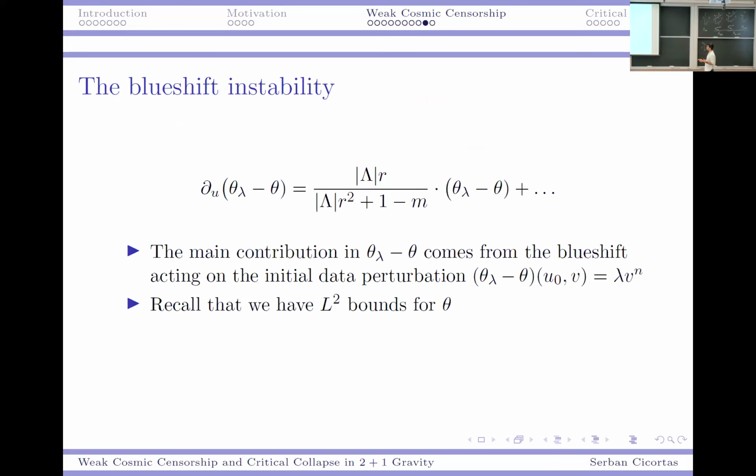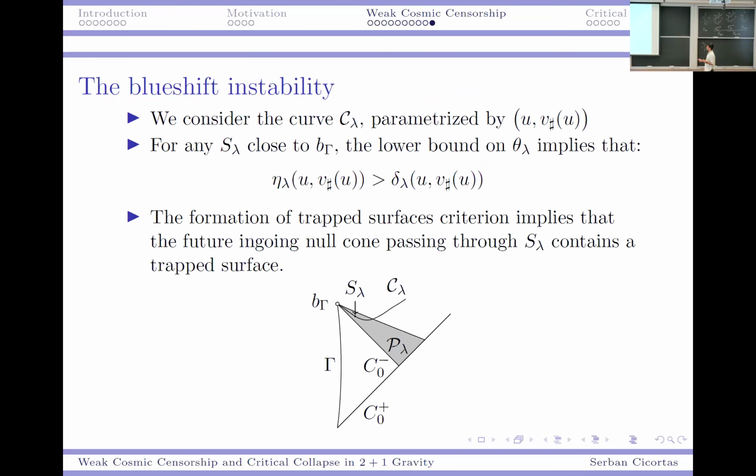Okay, so let's see where we were. Basically what I said is that I'm showing that here I have a lot of energy compared to the size of the region. So now I'm just applying the formation of trap surface criterion, which tells me that on the ingoing cone passing through this sphere, in the future, I will start forming trap surfaces, right? So again, at no point do I get trap surfaces in the region where I control things. That will be very hard to do.